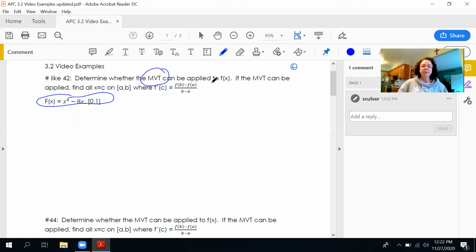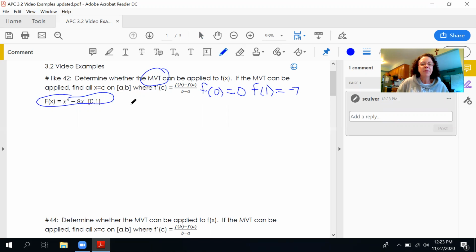And according to our steps, the first thing we do is find the average rate of change. So what I do first is I do f of a, and that would be f of 0. And when I put a 0 into the function, I get a 0 out. And my f of b is f of 1. And when I put a 1 into the function, I get a -7 out. Is that true? Yes, it is.